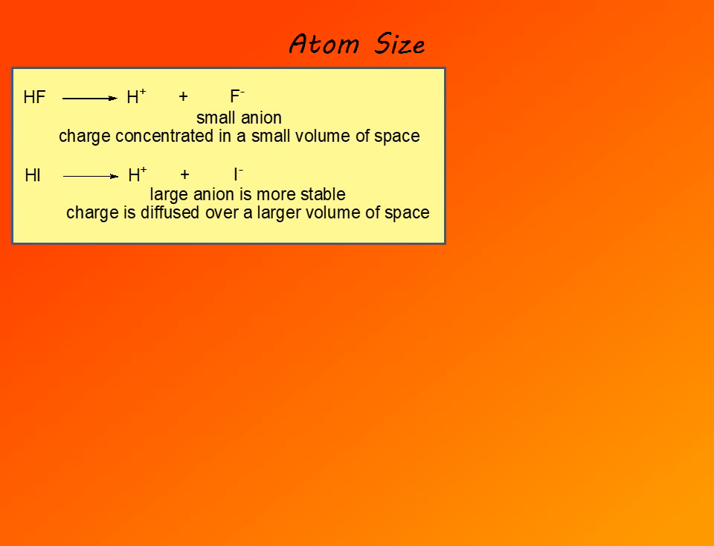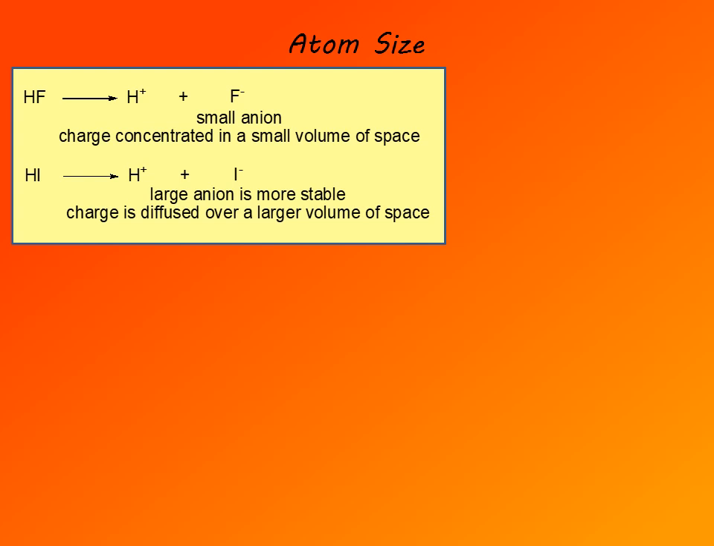If they are concentrated in a small volume of space, that means there is a great deal of electrostatic repulsion. On the other hand, hydrogen iodide upon dissociation gives rise to the iodide anion. The iodide anion is much larger than the fluoride anion, and the difference is actually really huge. And so this is a very large anion and it's much more stable.